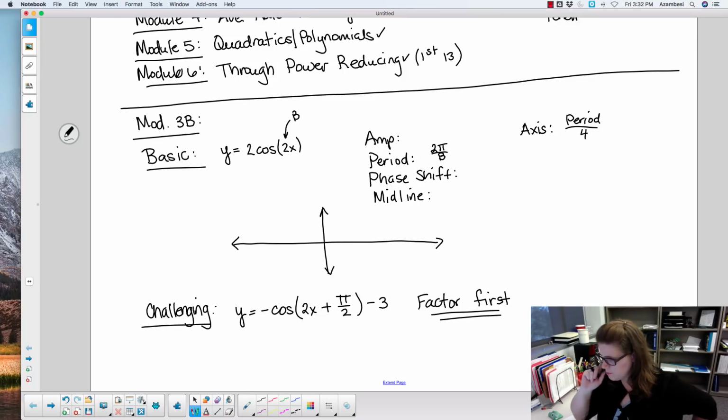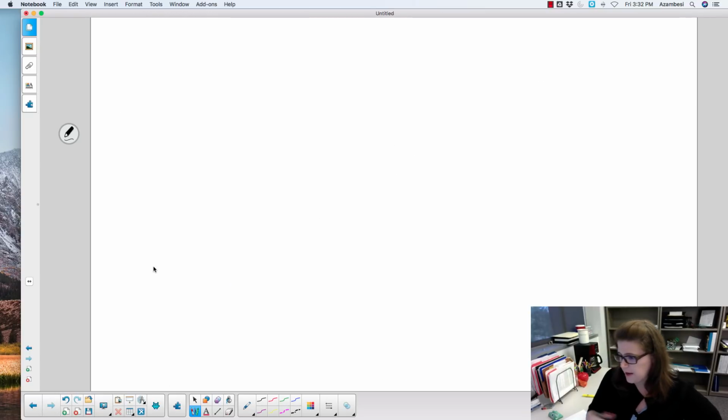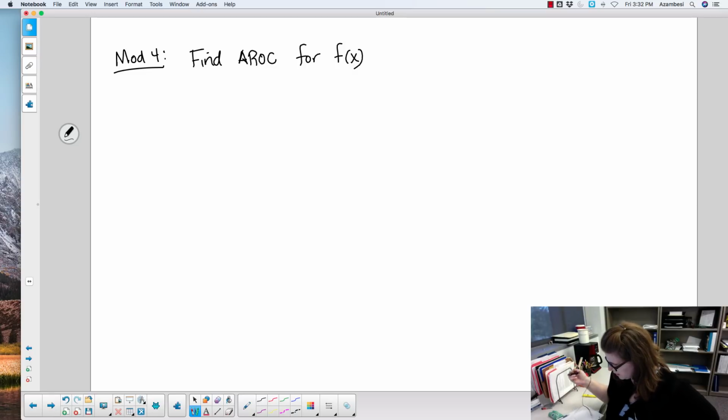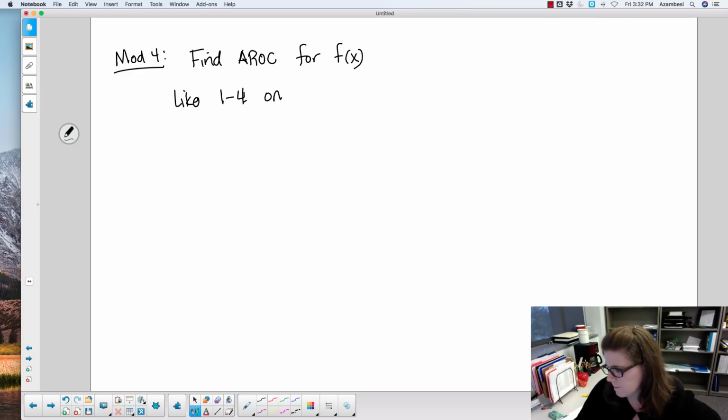Now, moving on to Module 4, average rate of change. Really, Module 4, I'm going to ask you to just find the average rate of change of a function. So the review questions that are like this are questions like 1 through 4. Moving on to Module 5.